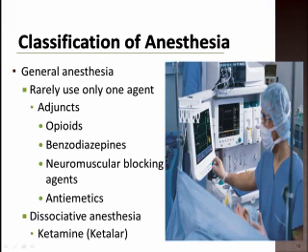Drugs added to an inhalation anesthetic other than an IV induction agent are termed adjuncts. These agents are added to the anesthetic regimen specifically to achieve unconsciousness, analgesia, amnesia, muscle relaxation, or autonomic nervous system control. Adjuncts include opioids, benzodiazepines, neuromuscular blocking agents, muscle relaxants, and antiemetics.